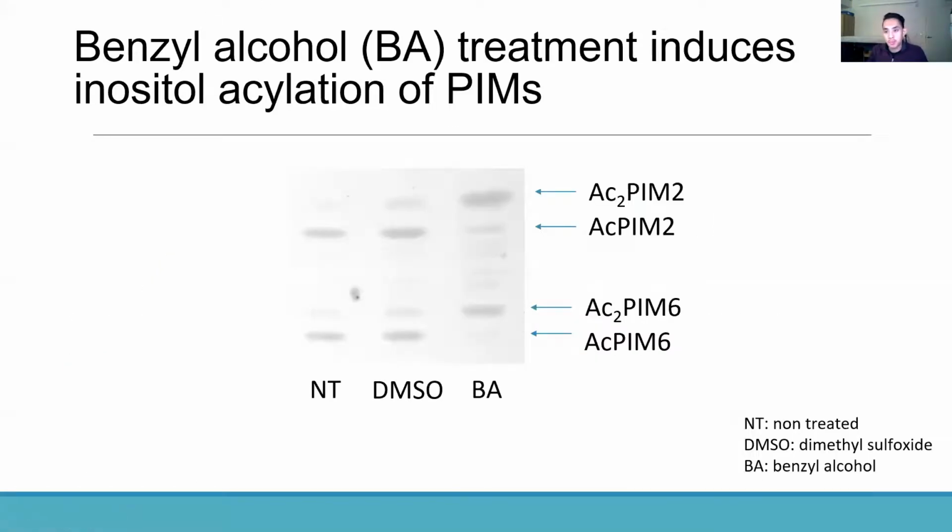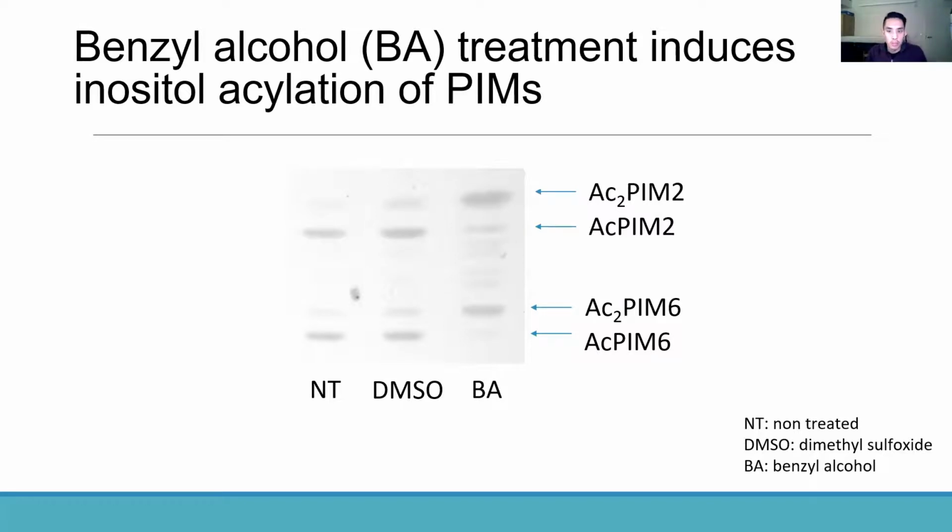In this experiment, I treated M. smegmatis cells with benzyl alcohol, or BA, at a concentration of 100 millimolar for 1 hour to see the difference between non-treated cells and BA-treated cells. I'd also like to note that DMSO is the vehicle control since it's used to dilute BA before treatment.